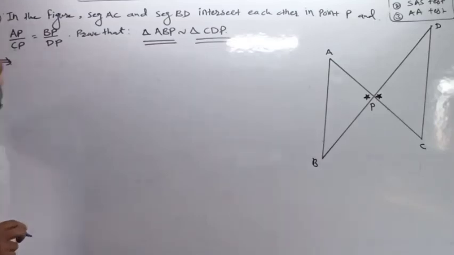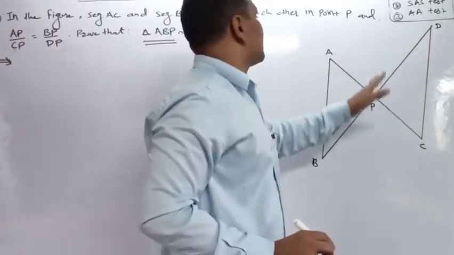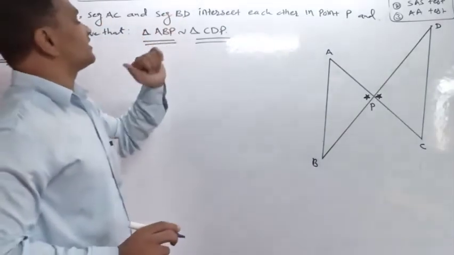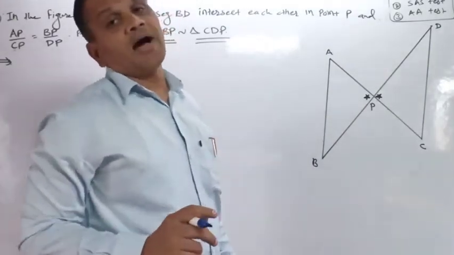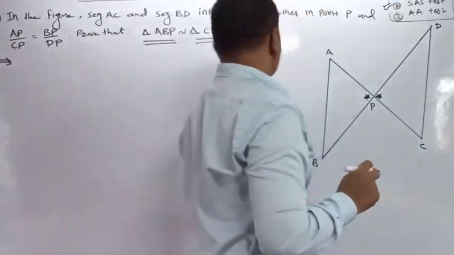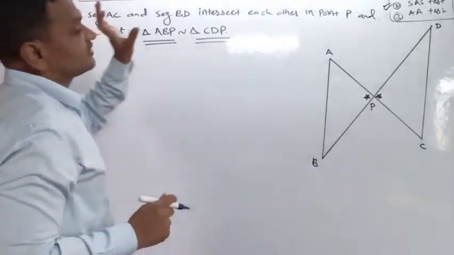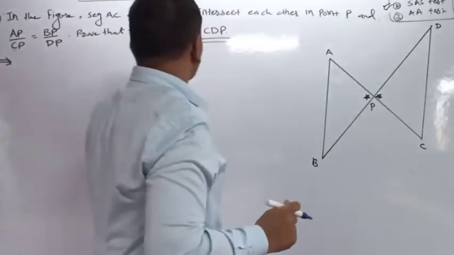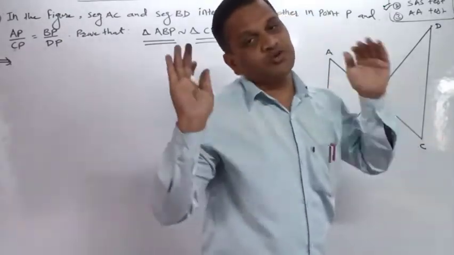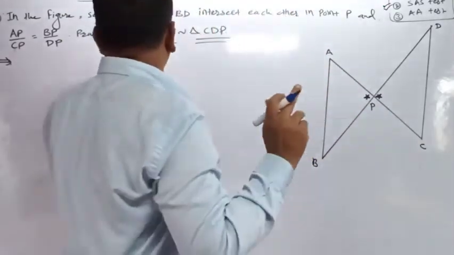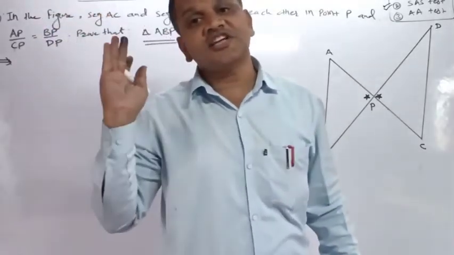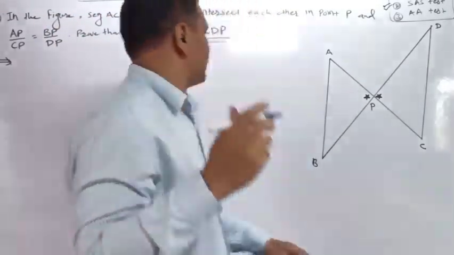And AP by CP is equal to BP by DP is here in the given. Therefore, we say that triangle ABP and triangle CDP are similar by SAS test for similarity. Means the corresponding two sides of two triangles are in proportion and the angles included by them are congruent. Hence, triangle ABP and CDP are similar by SAS test for similarity.